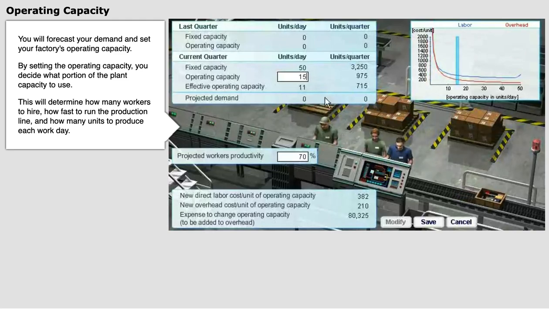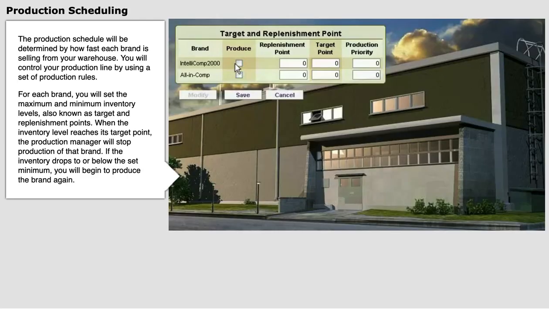By setting the operating capacity, you decide what portion of the plant capacity to use. This will determine how many workers to hire, how fast to run the production line, and how many units to produce each workday. The production schedule will be determined by how fast each brand is selling from your warehouse.